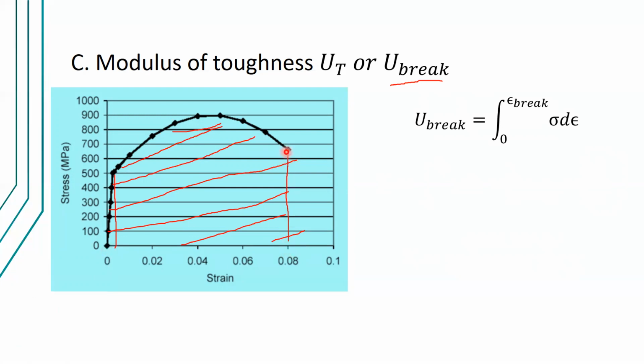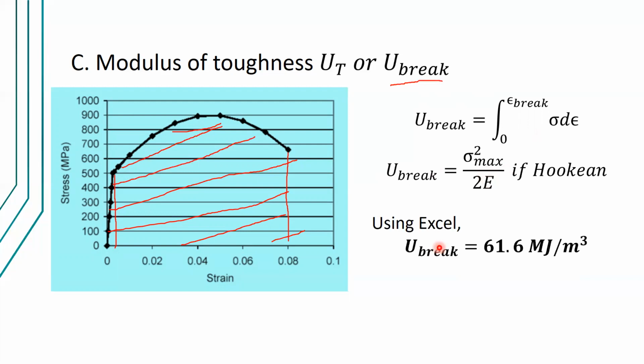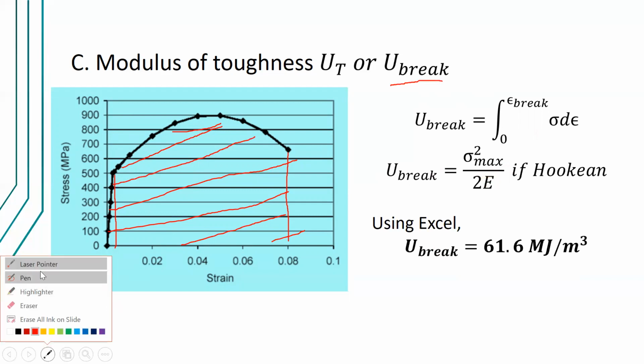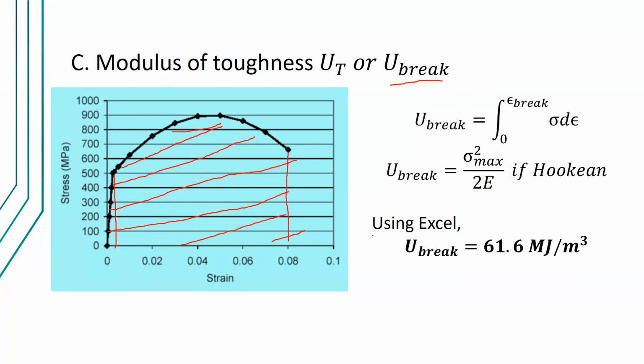So, saan yung breaking point? Ito. Yung strain kung saan siya na-break. In other words, the last point or the point of fracture in your stress strain data. And if the material is Hookean, we can approximate that to be UTS squared divided by 2E. But since it looks like this data does not really represent a Hookean behavior, we can use Excel.